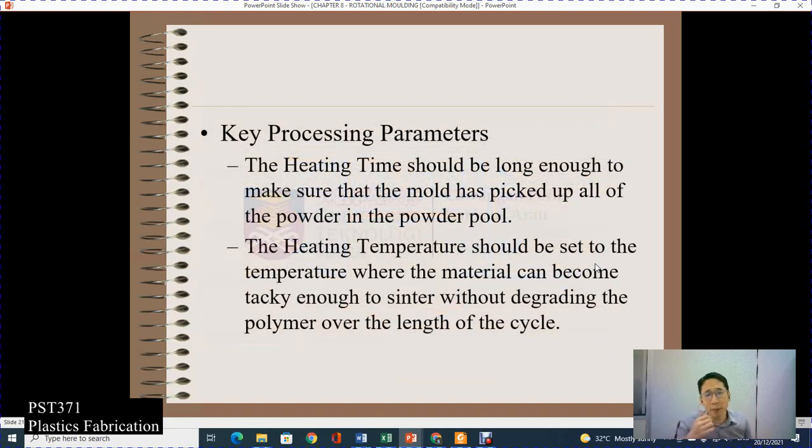The key processing parameters are very important. The heating time should be long enough to make sure the mold has picked up all the powder in the powder pool. The heating temperature should be kept to the temperature where the material becomes tacky enough to sinter without degrading the polymer over the length of the cycle. So you need to know the melting temperature of the raw material you use to produce your final products. You don't want to introduce excessive heating, which will start to degrade the raw material, while underheating, meaning low temperature, will promote more defects.